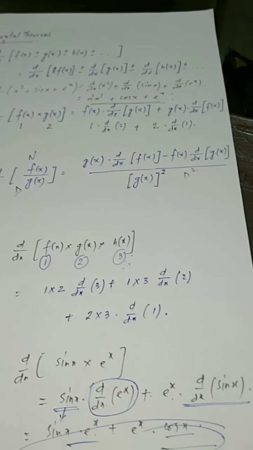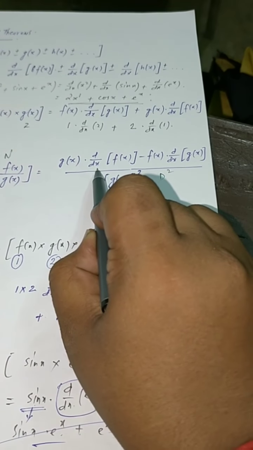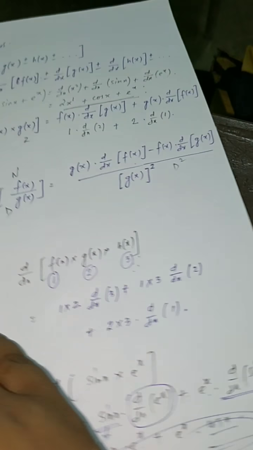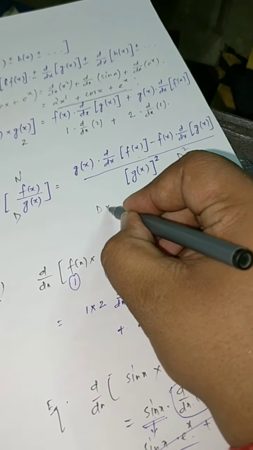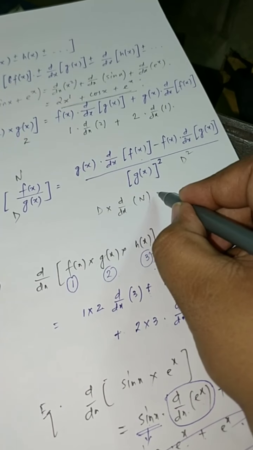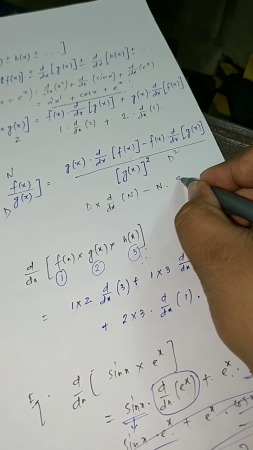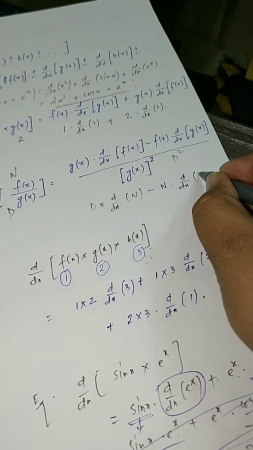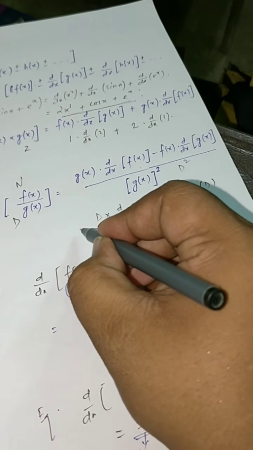That we have understood. And firstly, what we are writing is the denominator multiplied by d/dx of numerator. Okay, let me write it down in the fraction form. Denominator multiplied by d/dx of numerator. We have a minus sign here. Then f(x), that is the numerator, multiplied by d/dx of denominator, all upon denominator square. This is the standard formula.